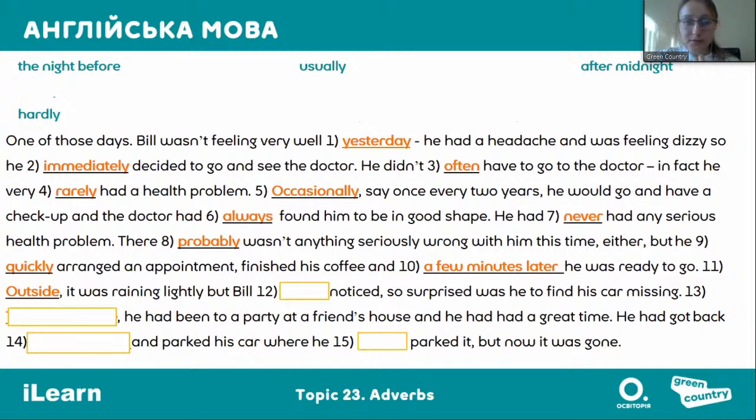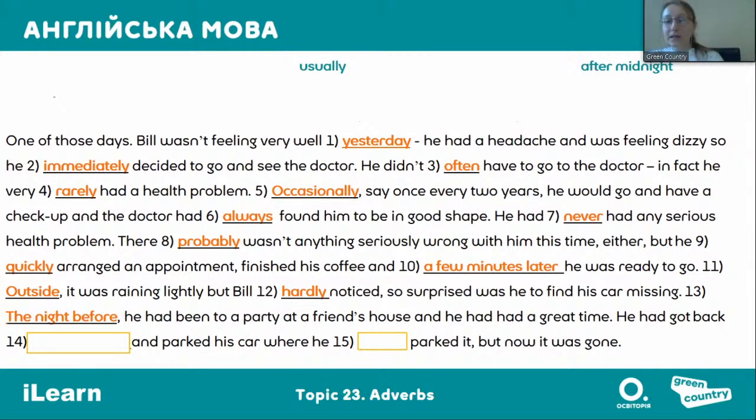The night before, usually after midnight і hardly. But Bill hardly noticed. Да? Але він майже не помічав. Almost no. Да? Пам'ятаємо, hardly – це almost no. Number 13. Hardly прибираю. He had been to a party at a friend's house and he had had a great time there. Number 13. The night before, да, he had been to a party at a friend's house. І далі тут, я вже думаю, зрозуміла, да? He had got back. Він повернувся. After midnight and parked his car where he usually parked it. Да? Тобто usually в нас йде перед головним дієсловом.